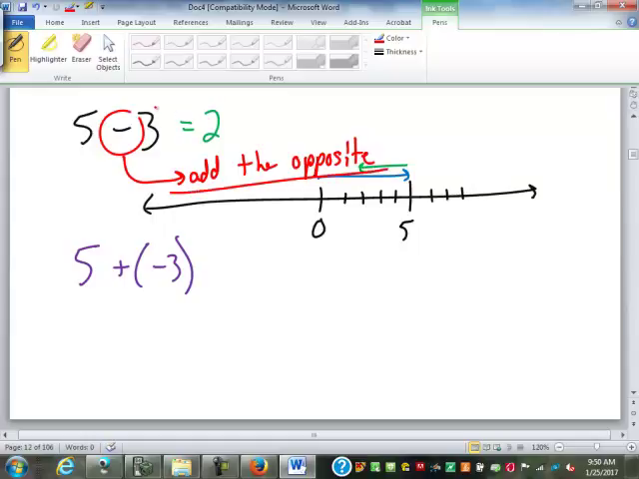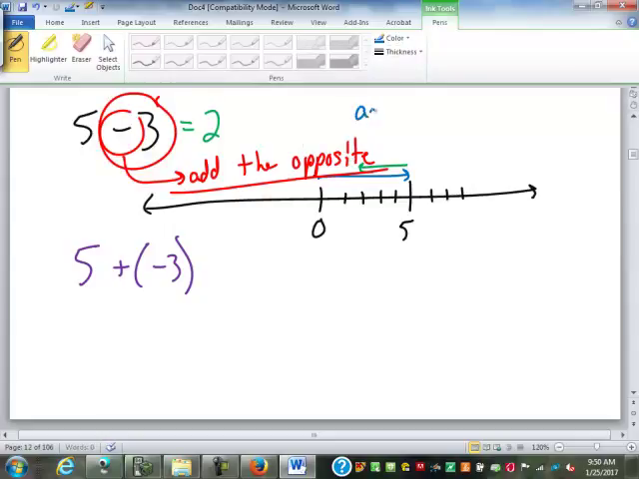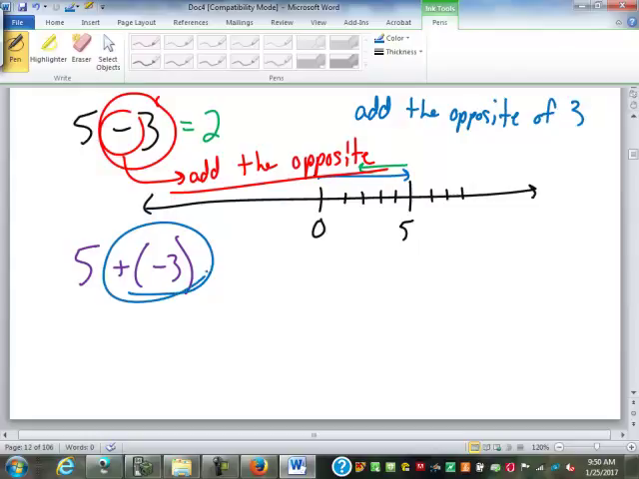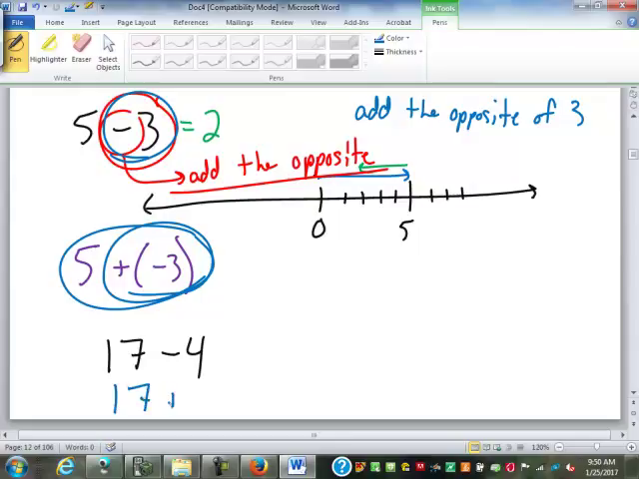So it works with the number that comes after it. Minus 3 is saying add the opposite of 3. Well, the opposite of 3 is negative 3. So 5 minus 3 is saying take 5 plus a negative 3. So if we have something like 17 minus 4, that is saying take 17 plus a negative 4.